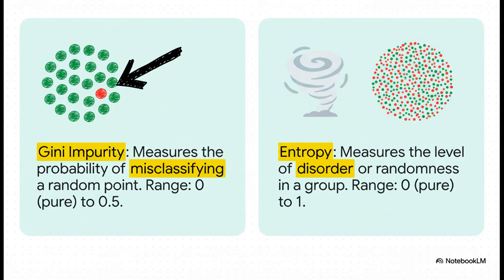It goes from 0, which is totally pure, up to 0.5. Then there's entropy, which is actually a concept borrowed from physics. It measures the randomness, or disorder, in a group, on a scale from 0 to 1. But honestly, at the end of the day, they're both just trying to do the same thing: put a single number on how messy a group is.